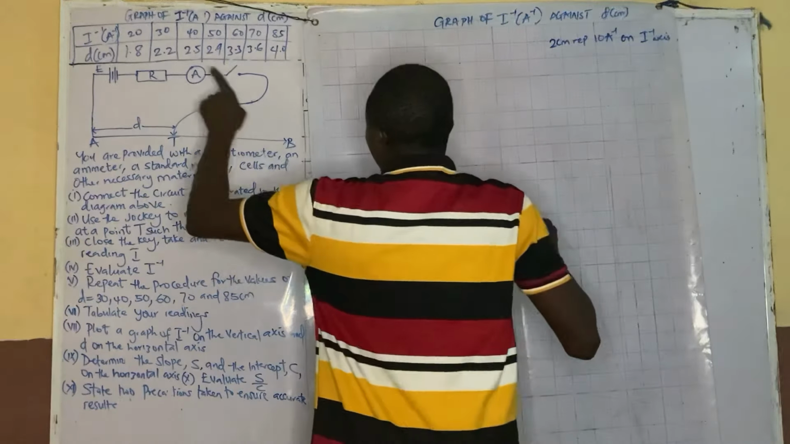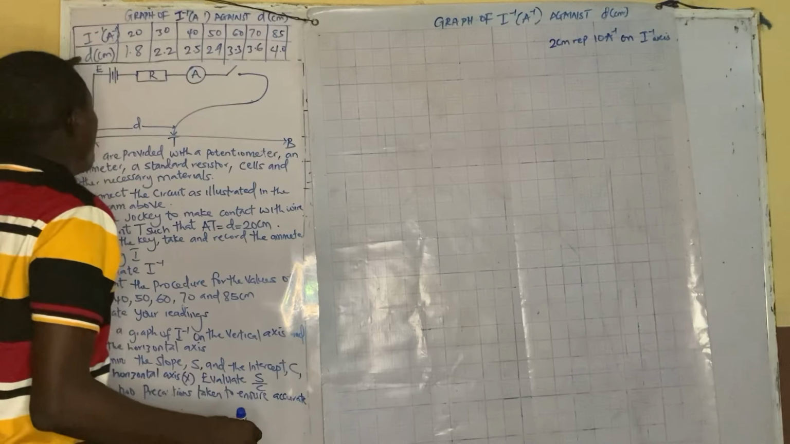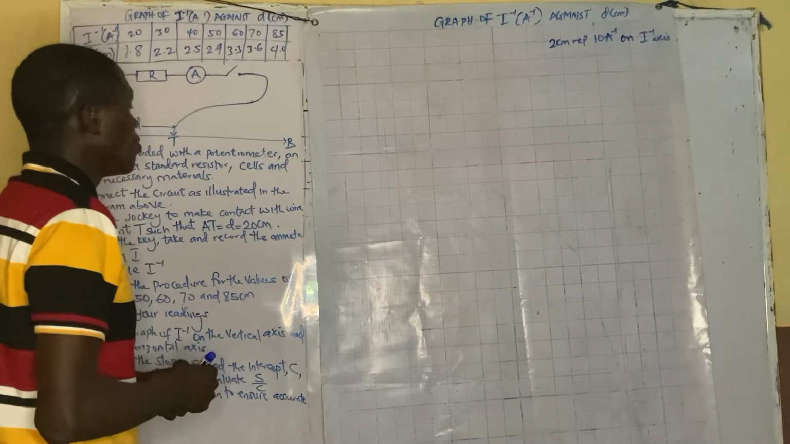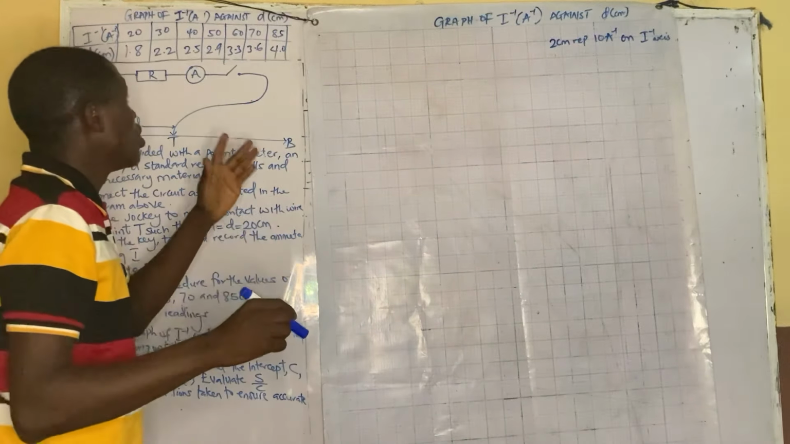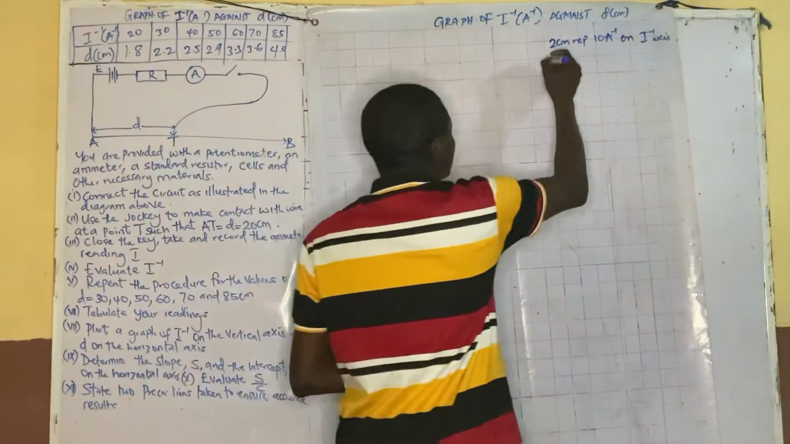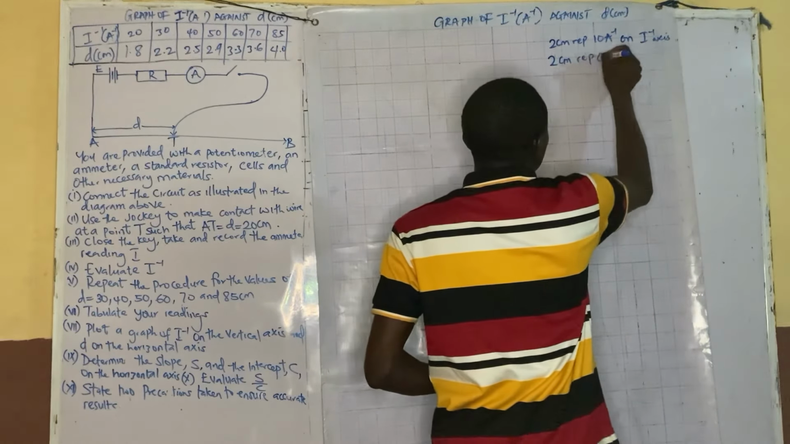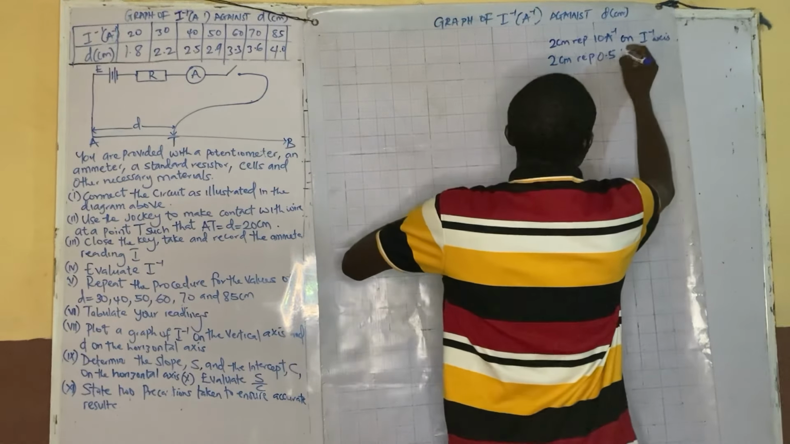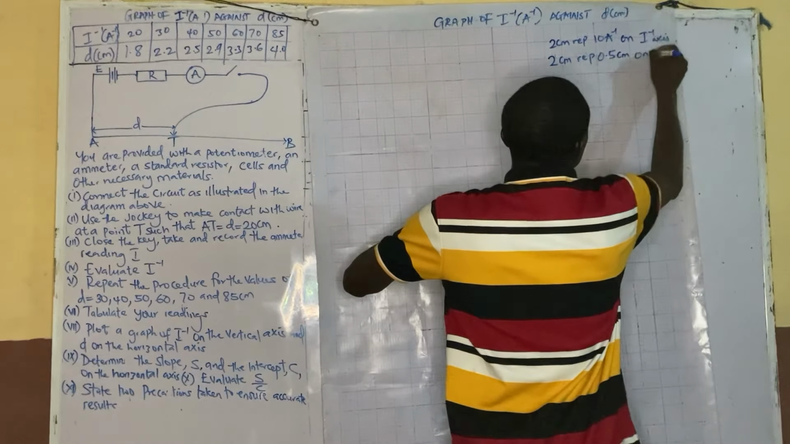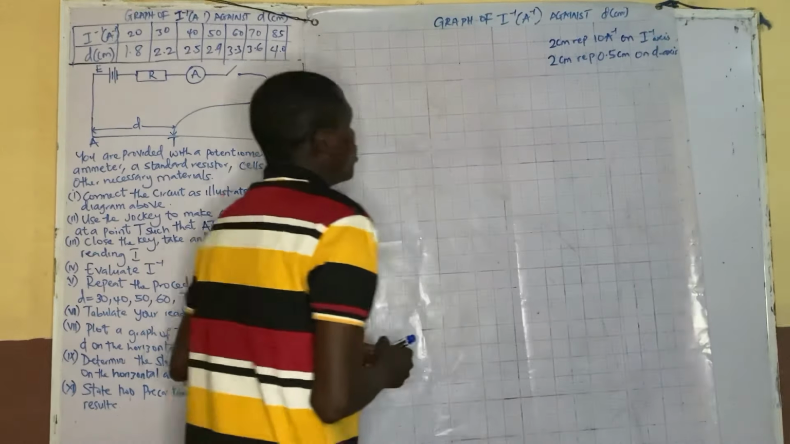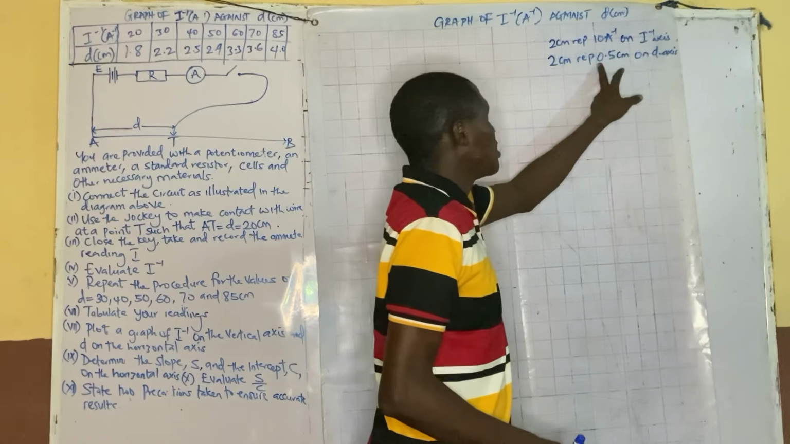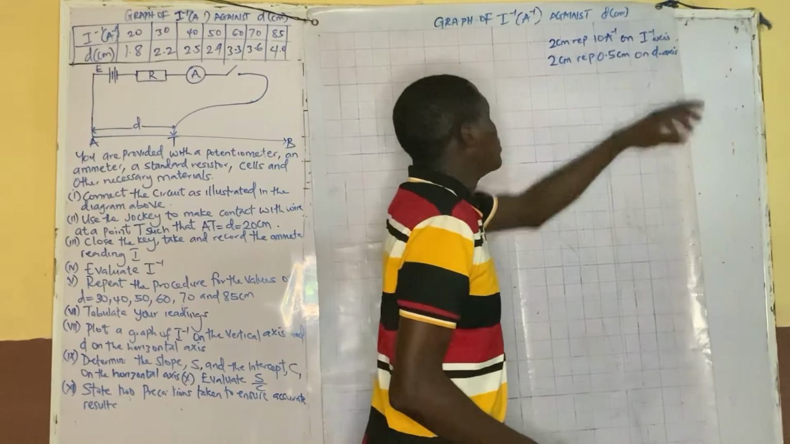On the D axis, since we have 1.8 and the largest number here is 4.0, we can easily use 2 centimeter to represent 0.5, because 0.5 times 10 will give you 5. So 2 centimeter represents 0.5 centimeter on the axis, and 2 centimeter represents 10 per ampere on the I inverse axis.